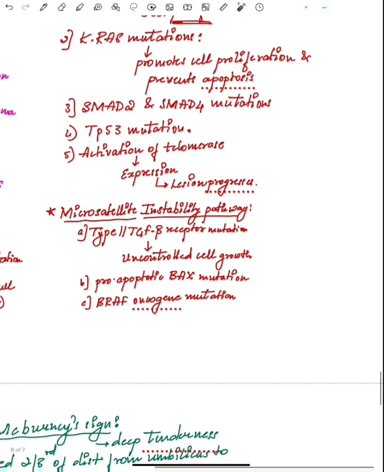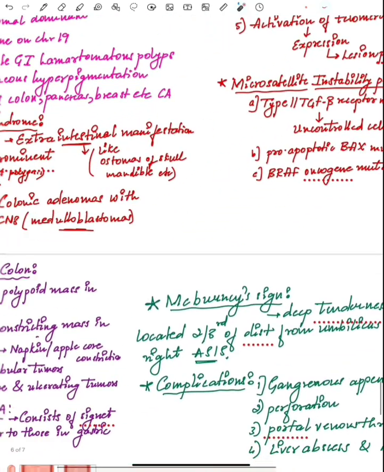There is another part which contributes to the genetic factors, that is the microsatellite instability pathway. In this microsatellite instability pathway, three mutations can be seen here, that is type 2 TGF beta receptor mutation, which leads to uncontrolled cell growth, pro-apoptotic Bax mutation, and BRAF oncogene mutation.